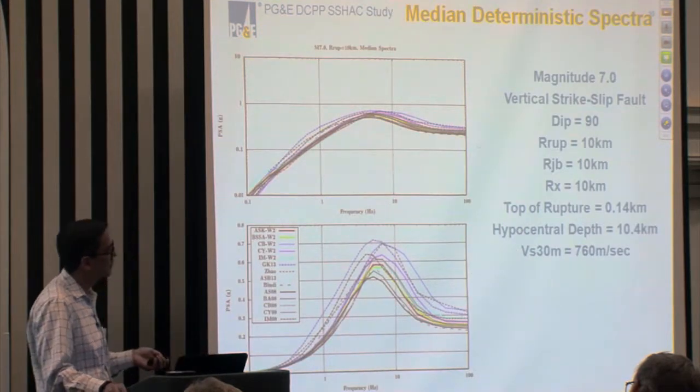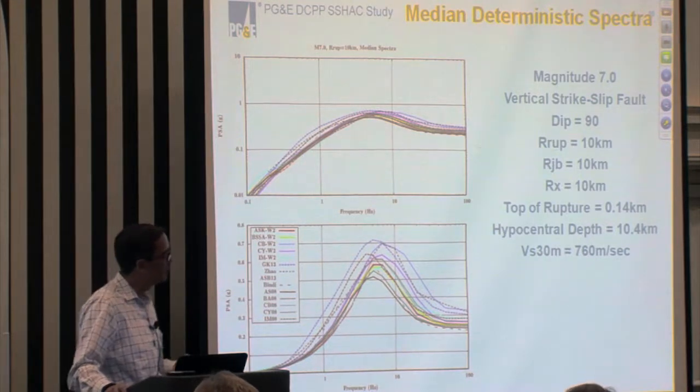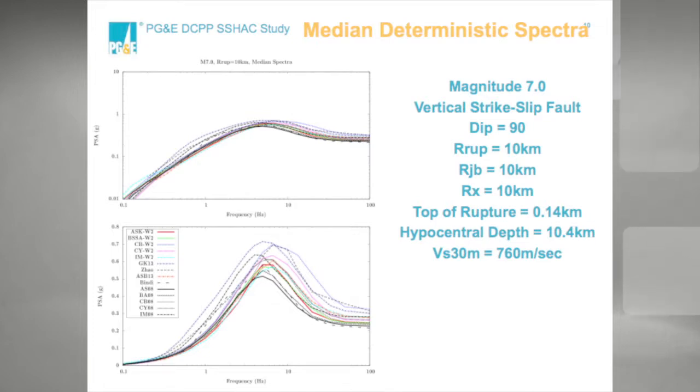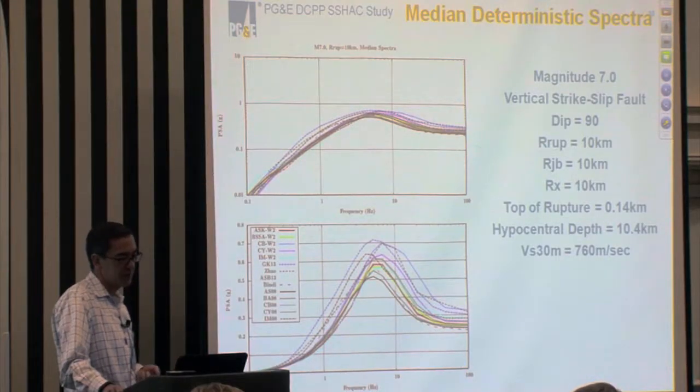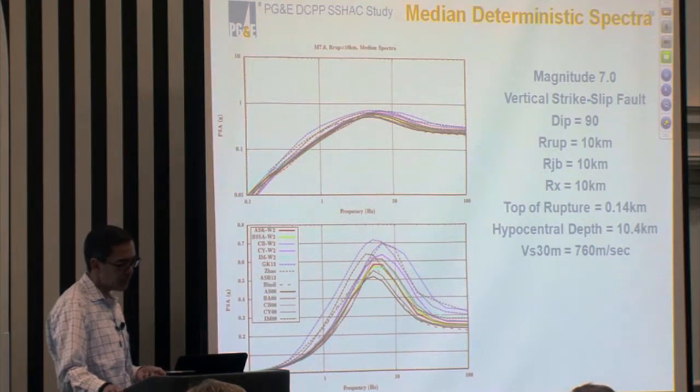Given all that, in this summary overview, I've got 4 sets of plots of scenario events. These are general scenario events. They're not meant to represent the controlling magnitude or earthquakes at each of the 2 plant sites, but just to get a good feel for how these models are behaving. So the first case is magnitude 7 for a vertical strike slip fault, dip of 90, at a rupture distance of 10 kilometers. So we're 10 kilometers away from a magnitude 7.